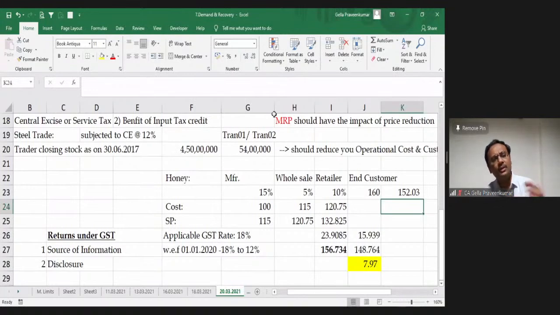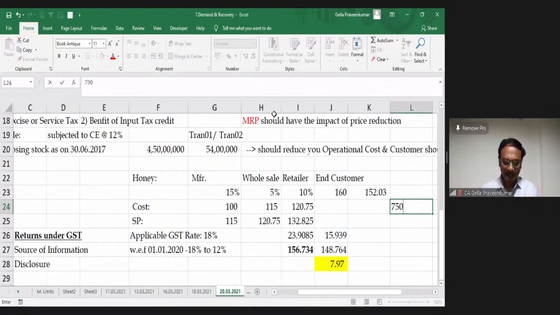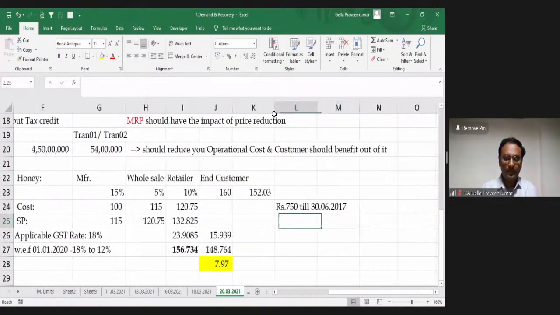There was one company importing a cartridge printer. For a printer, there is a cartridge. Every time the toner gets over, the ink gets over, we buy a new cartridge. So what happened? There was one company buying this cartridge at 750 rupees till 30th June 2017. Now, from 1st July 2017, when he purchased after July, this cartridge was sold for 830 rupees.